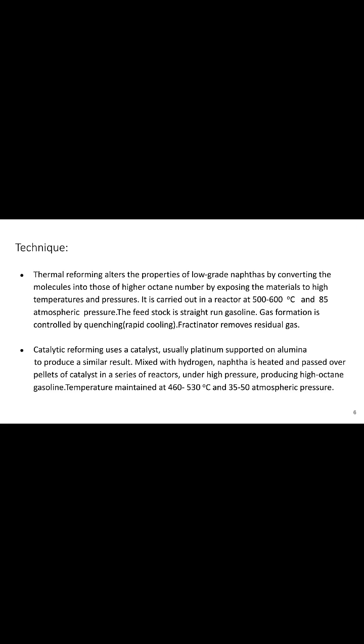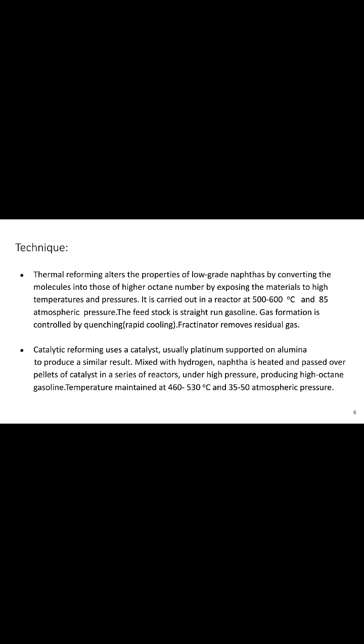The techniques involved in reforming. Thermal reforming alters the properties of low-grade naphthas by converting the molecules into those of higher octane number by exposing the materials to high temperatures and pressures. It is carried out in a reactor at 500 to 600 degrees centigrade and 85 atmospheric pressure. The feedstock is straight run gasoline. Gas formation is controlled by quenching, that is rapid cooling. The fractionator removes the residual gas.